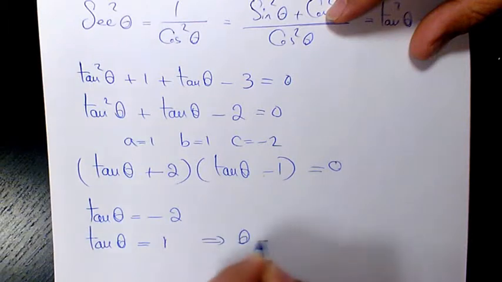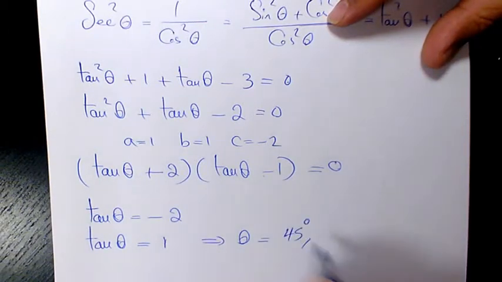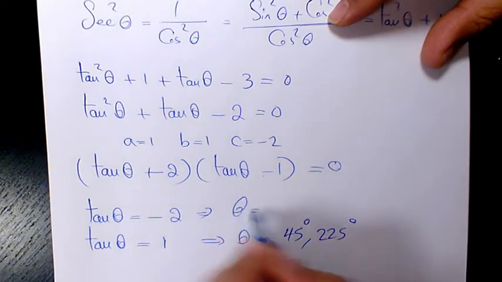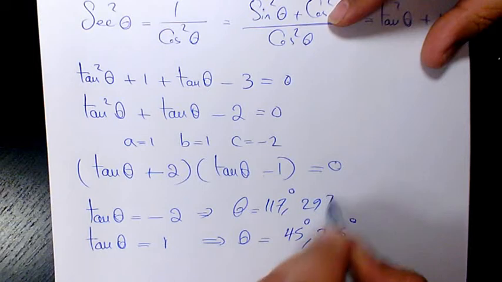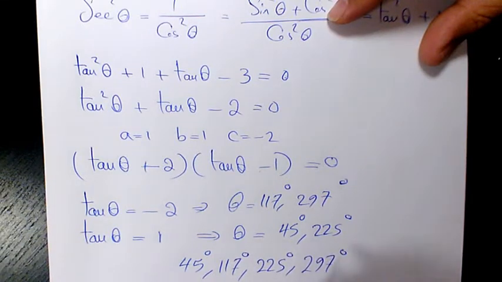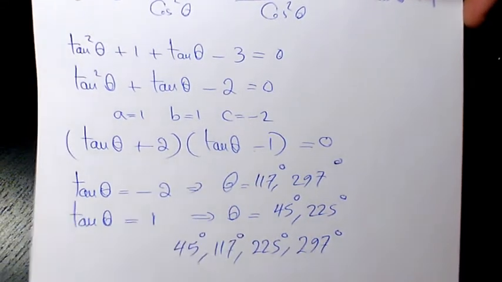When it is positive 1, we know it's going to be 45 degrees or 180 plus 45, which is going to be 225. Tan theta equals negative 2. Tan inverse of positive 2 is 63 degrees. So it's going to be 180 minus 63 and 360 minus 63. So we have two answers, 117 degrees and 297 degrees. So we have 45 degrees, 117 degrees, 225 degrees, 297 degrees as the four answers.